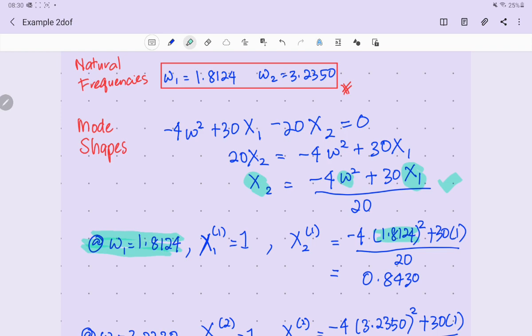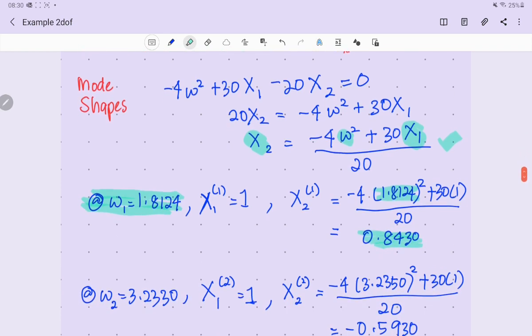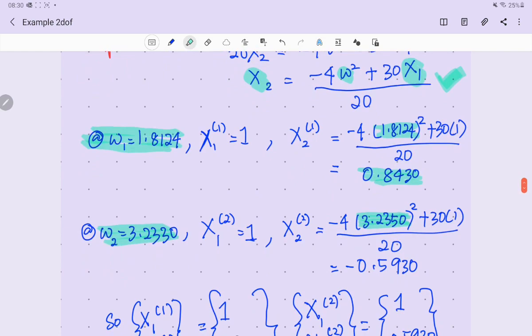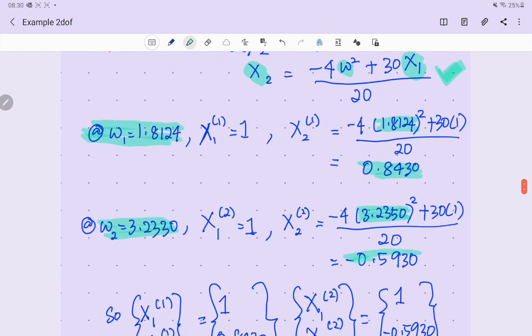At omega 1, you substitute 1.8124, which we have calculated earlier, so you get 0.8430. Then you do the same thing using exactly the same formula. Now, instead of the first natural frequency, you are looking at the second natural frequency using exactly the same equation, so you get another value. Both are evaluated at x1 equals 1.